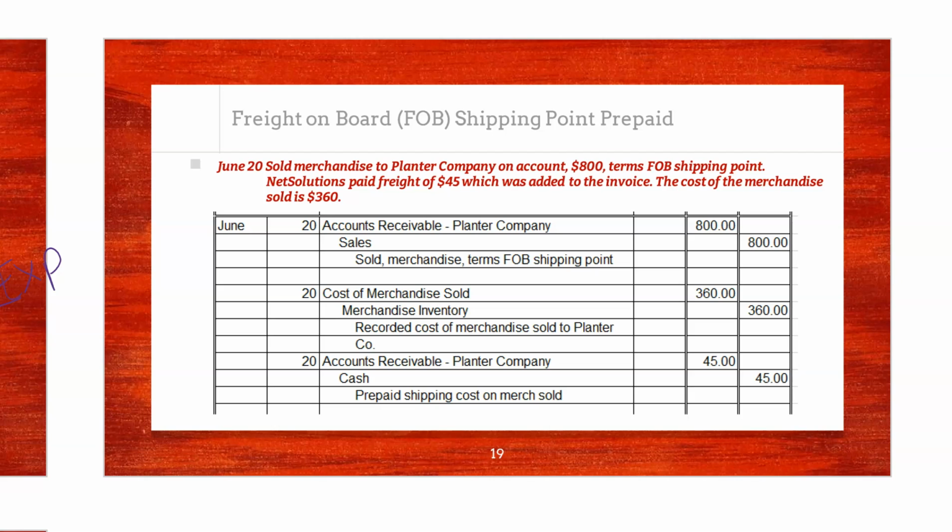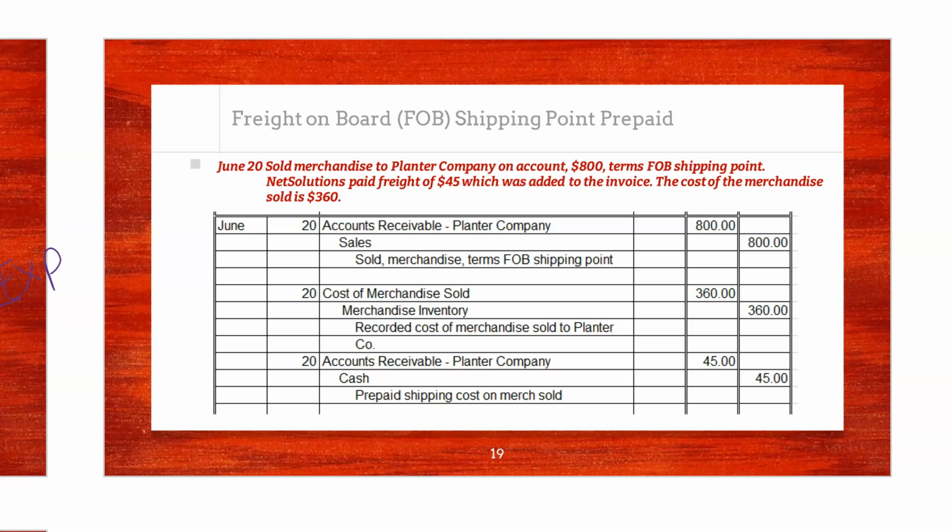So there are 3 transactions. The first is just the regular sale. So we have a debit to accounts receivable, Planter Company, $800, and a credit to sales, $800. We're selling merchandise on account. They're responsible for paying us. Sales is our revenue. We then also need to record the actual cost of the merchandise. Yes, we sold it for $800, but what did it cost us? And that is the second transaction you see here. Cost of merchandise sold, $360 is our debit, and we have a credit to merchandise inventory of $360.